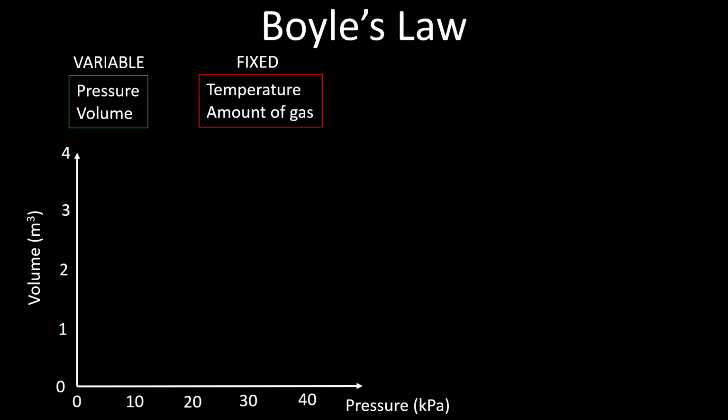In this case, for Boyle's law, it's temperature that's fixed, and we allow the other two to vary. So pressure and volume can vary in Boyle's law. And so we've now got volume and pressure on the axes of our graph here. Pressure in kilopascals, so thousands of pascals, and volume in meters cubed.